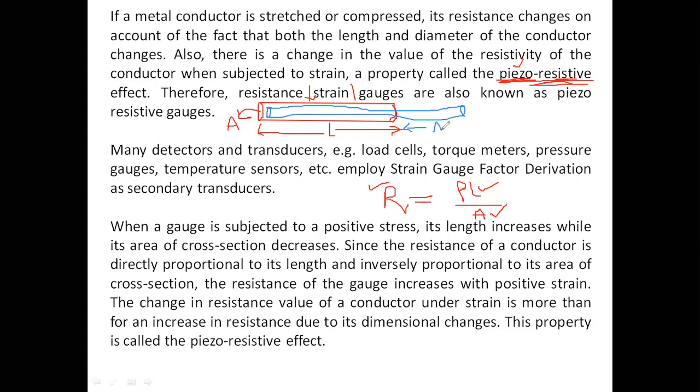So let us suppose delta L is the change in length and the change in diameter is delta D. Therefore, if D is the diameter of the material before applying strain, and upon applying strain I have delta D change, now the diameter of this material will be D minus delta D, and length becomes L plus delta L. Diameter is decreasing and length is increasing here.